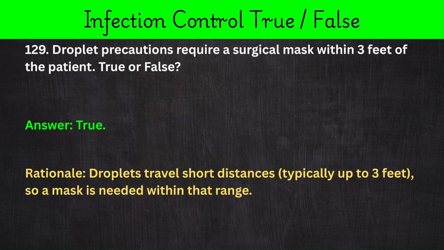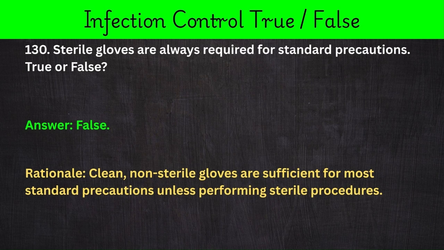129. Droplet precautions require a surgical mask within 3 feet of the patient. True or false? Answer: true. Rationale: droplets travel short distances, typically up to 3 feet, so a mask is needed within that range. 130. Sterile gloves are always required for standard precautions. True or false? Answer: false. Rationale: clean, non-sterile gloves are sufficient for most standard precautions unless performing sterile procedures.